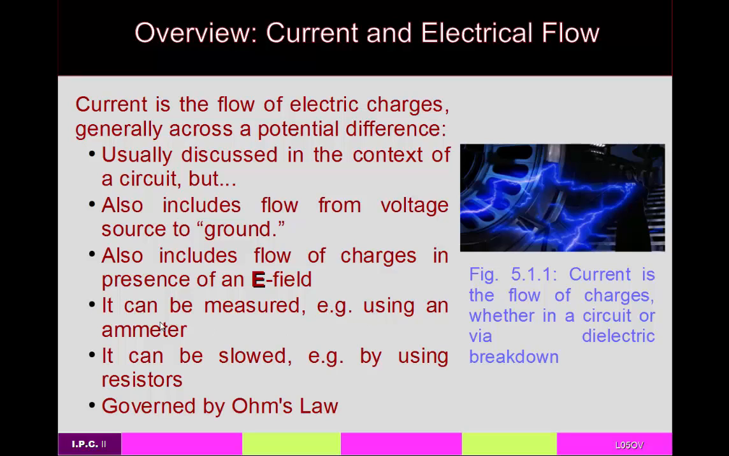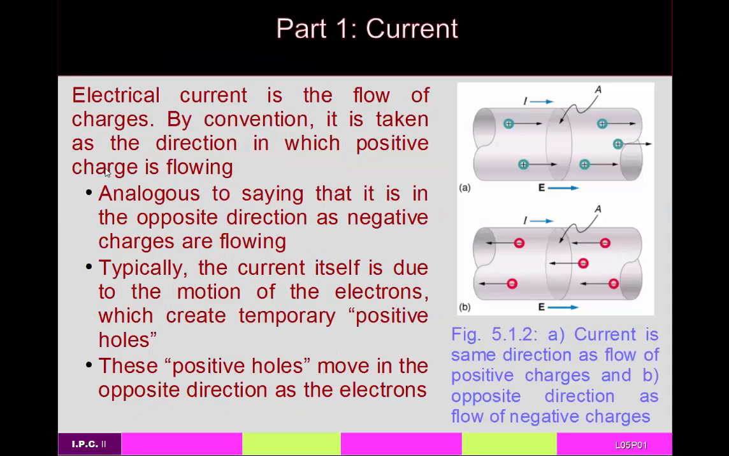And then in the second part, we're going to talk a bit about what impedes the flow of current in the form of a resistor, and how we measure the flow of current, how we measure the potential difference, etc. So with that said, part one is going to be focused just on current. And again, electrical current is the flow of charges. By convention, the way that we define the direction of a current is that it's the direction in which the positive charges are actually flowing.